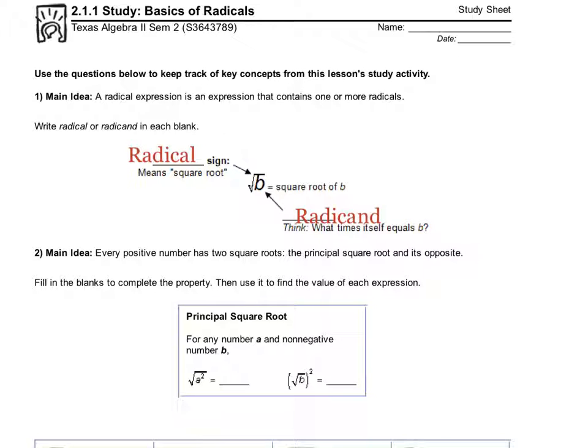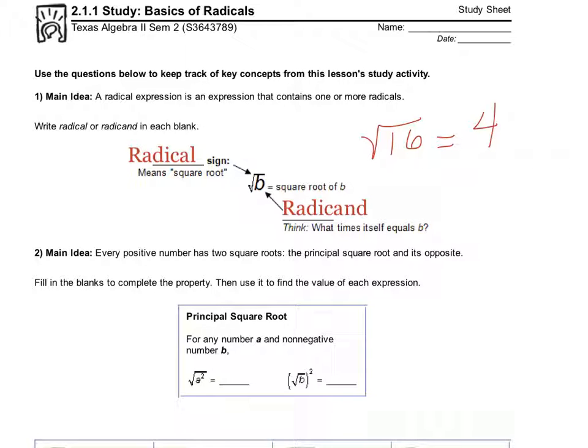Radicand. And let's see. Think about what number times itself is equal to b. Kind of like you may have seen before in the past, where you would have the square root of 16 is equal to 4. 4 times 4 equals 16. So what number times itself would give you b, or in this case, the square root of b.